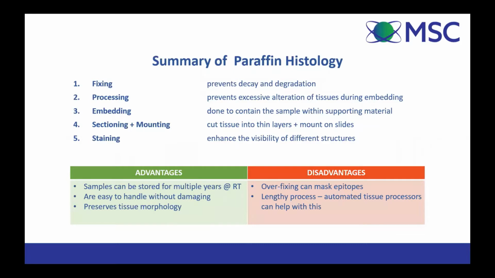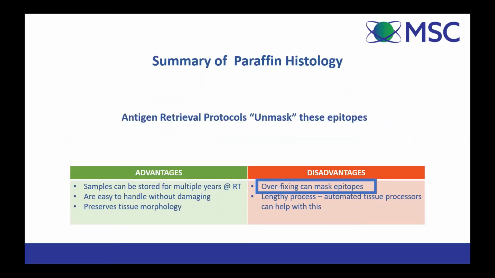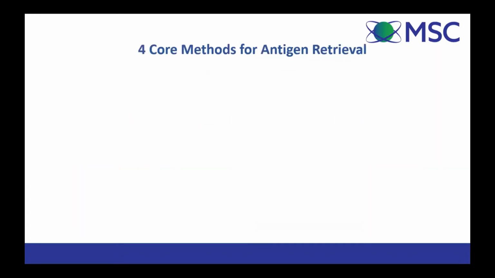So remember earlier on, I mentioned the disadvantage that overfixing can mask your epitopes. This is really important in immunohistochemistry, because if you've masked your epitopes, your antibodies can't bind for you to assess them. But there is a protocol where you do antigen retrieval, and this can unmask your epitopes. It depends on what you're doing, but I used to have to do this all the time for my samples when I was doing immuno. And it was not a big deal.